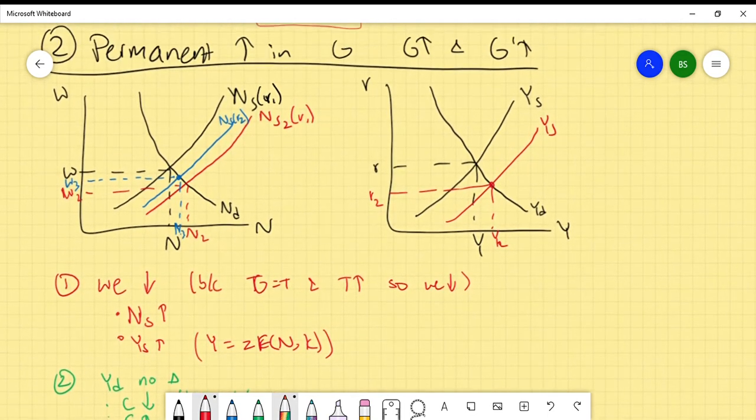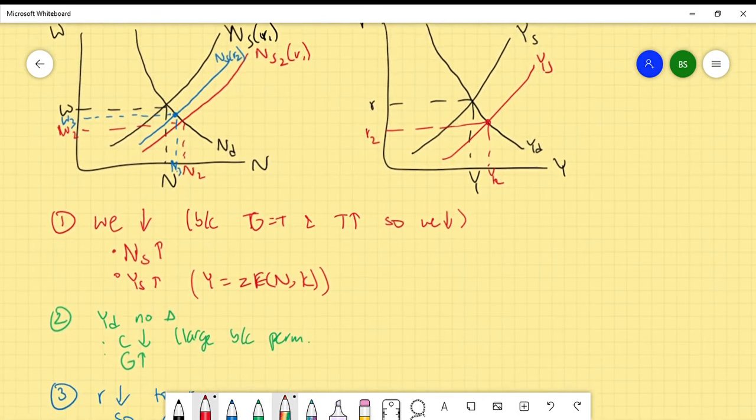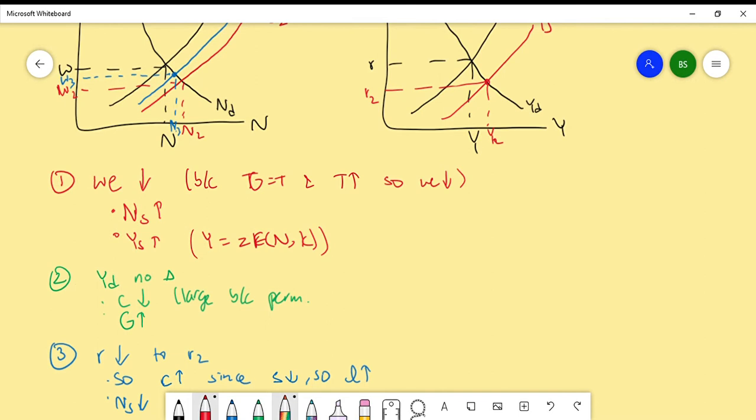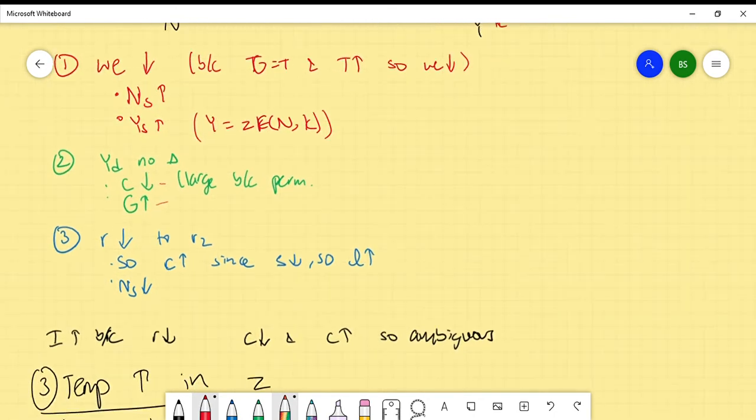Second effect. So the first effect is the wealth effect, lifetime wealth. The second one will be the effect on labor demand. Labor demand does not change because the decrease in consumption is equal to the increase in government spending. Because it's a permanent increase, consumption falls but government spending rises, so it's basically a net effect of zero. Kind of. Sort of.